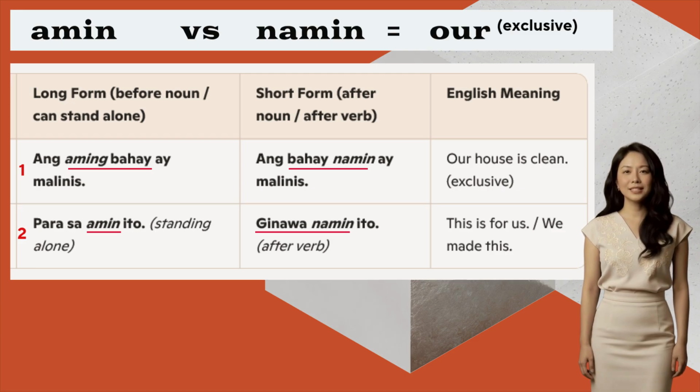So even though amin and namin both mean our exclusive, English doesn't allow our to stand alone or follow a verb. So just like with our previous example, we translate them as us or we depending on the sentence. So the meaning stays the same, only the English translation changes so it sounds natural. So again, our key reminder: amin before the noun or standing alone, and the short form namin after the noun or after the verb. So both forms are exclusive and they do not include the listener.